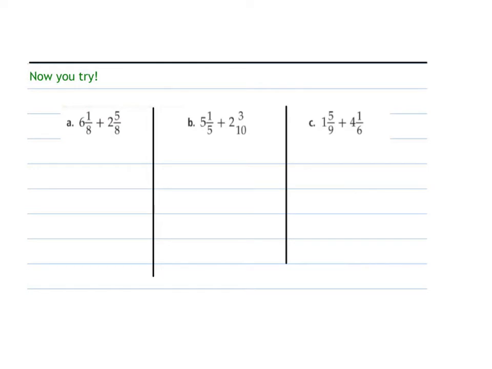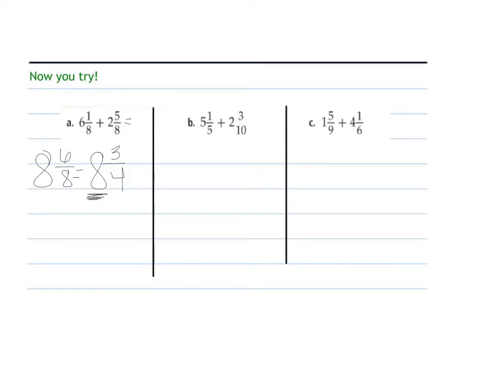If they're different denominators, remember that you need to change them so they have the common denominator. So 6 and 1/8 plus 2 and 5/8. 6 plus 2 is 8. 1 plus 5 is 6. Keep the 8. So we would have 8 and 6/8, and they can both be divided by 2. So 8 and 3/4. The most important thing is to not forget about your whole numbers being added.